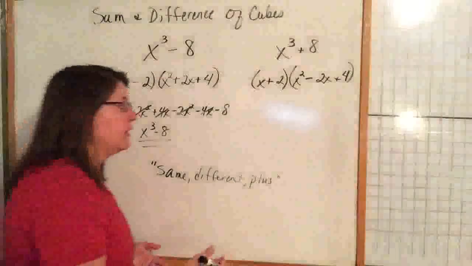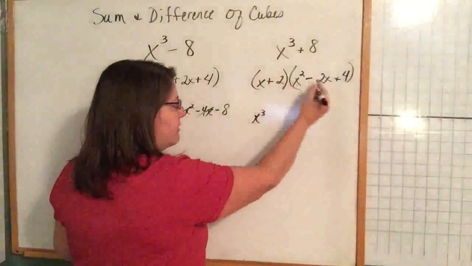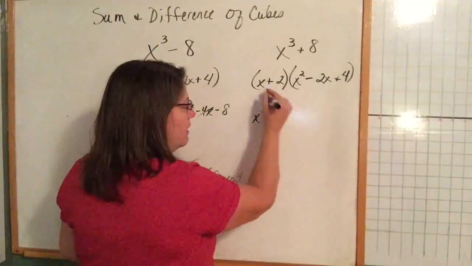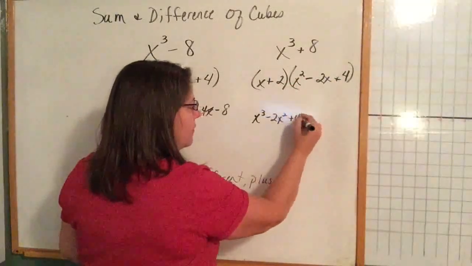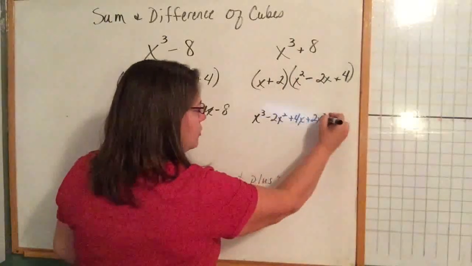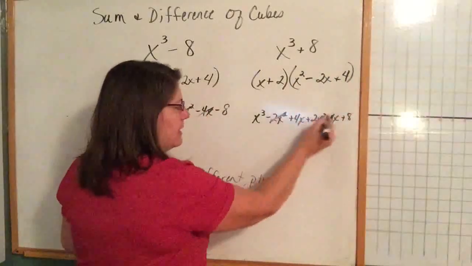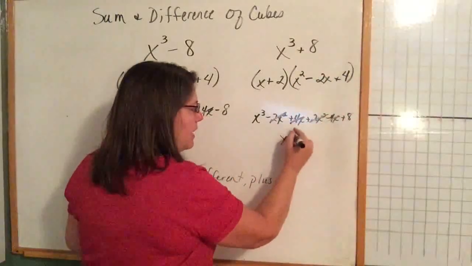Okay? Then I could FOIL it if I want to see that it works. X times x squared is x cubed. X times negative 2x squared. X times 4 is 4x. 2 times x squared is 2x squared. 2 times negative 2 is negative 4x. 2 times 4 is 8. These cancel, leaving me with what I started with.